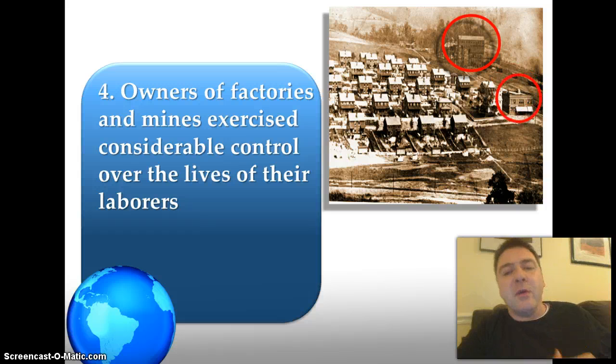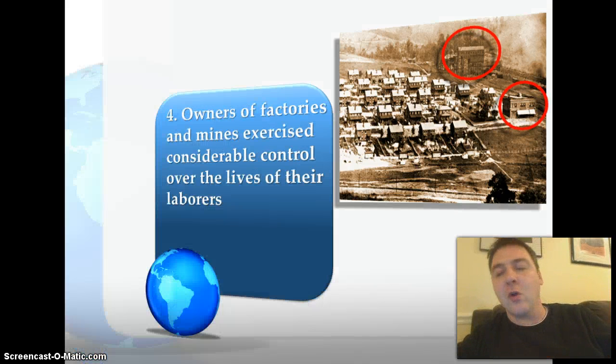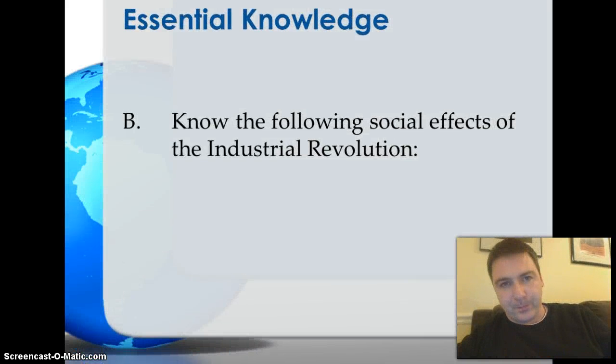We notice this building over here was the store. The store was owned by the company. So the people lived in the town, but they paid rent to live in the town, to work at the factory. They got paid by the factory, but then they could only spend money in the store that was owned by the factory. So all the money went back, in some way, to the owners of the factory. The factory owners had a good bit of control over their workers.